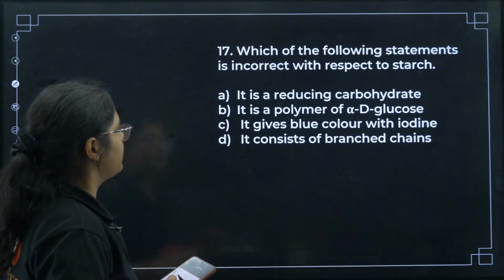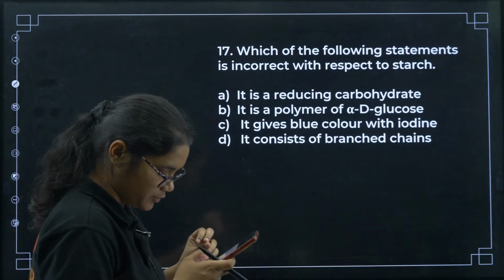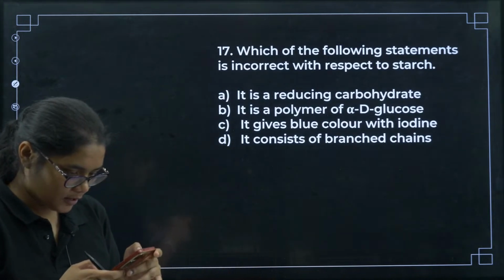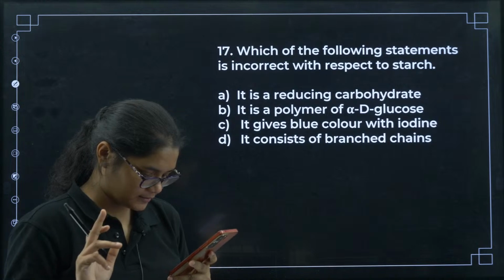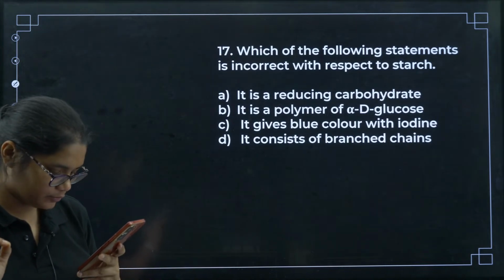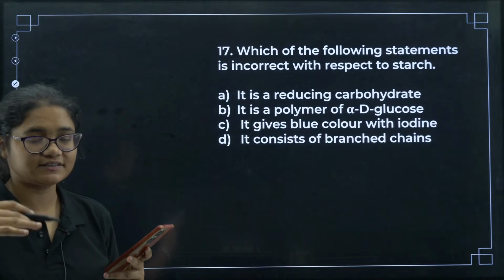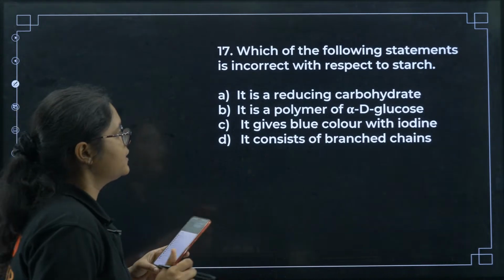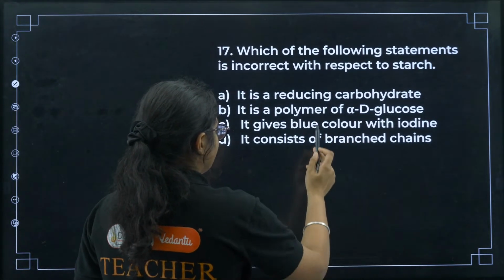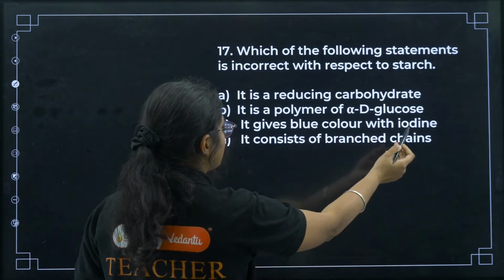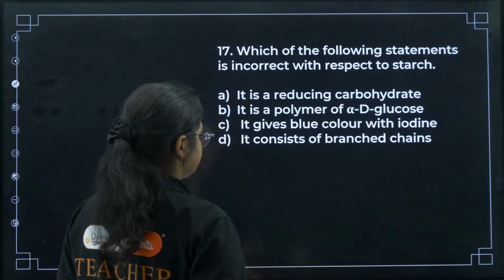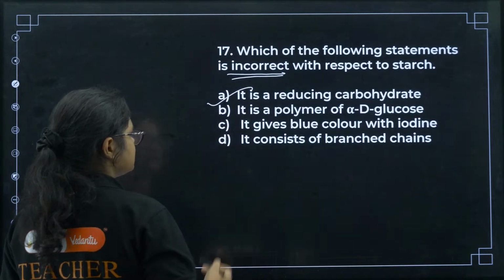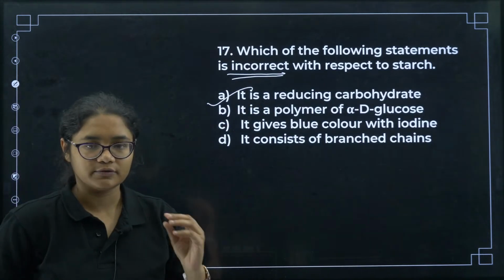Next, question number 17. Which of the following statements is incorrect with respect to starch? You have to tell the incorrect statement. No dear, 18B is not the correct answer. It is a beta glucose straight chain, not a branched chain. Starch is branched and glycogen is branched, but cellulose is a straight chain. Please remember that. Starch is a reducing carbohydrate, a polymer of alpha D glucose, it gives blue color with iodine, and it consists of branched chains. Which is the incorrect statement? Yes, Revana is correct, 17A, reducing, so it is a non-reducing sugar.